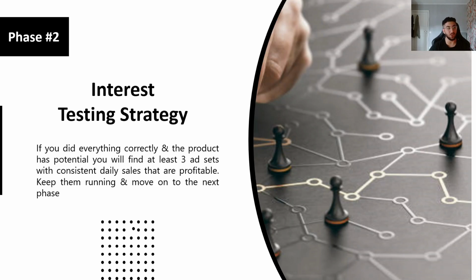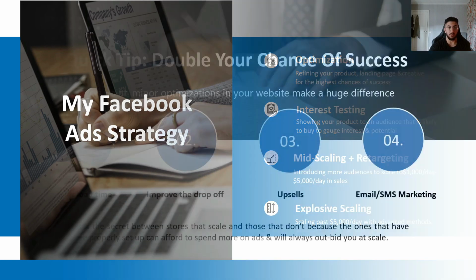So we can see here interest testing. If you did everything correctly and the product has potential, you will find at least 3 ad sets with consistent daily sales that are profitable. Keep them running and move on to the next phase. Okay, here we went through it.